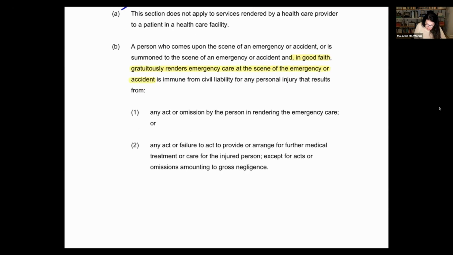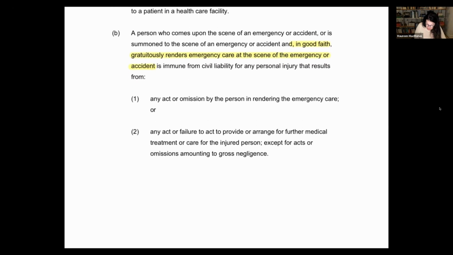So they're immune from civil liability from injury that results from any act or omission by the person in rendering the emergency care, or any act or failure to provide or arrange for further medical care or further medical treatment or care for the injured person, except for acts or omissions amounting to gross negligence. So it looks like I have to show that they were gratuitously rendering emergency care at the scene of the accident, and also that their conduct didn't amount to gross negligence.